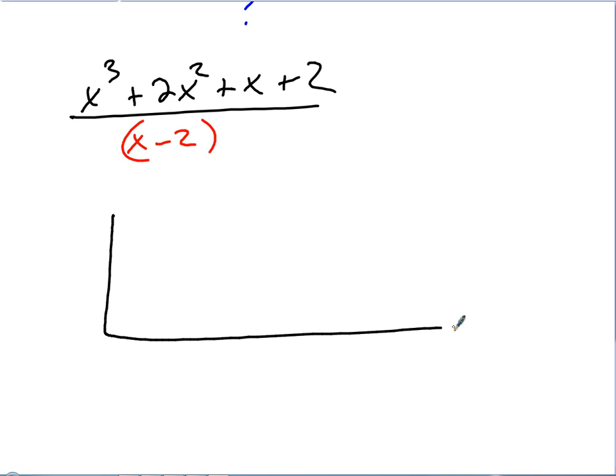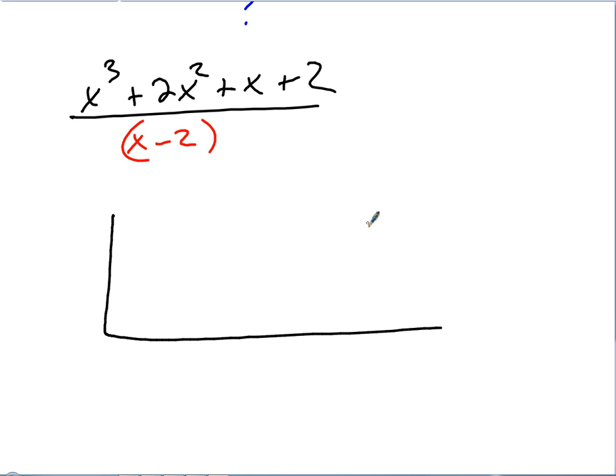Okay, good. I need the coefficients of the numerator. Up here, right? Okay. There you go. 1, 2, 1, 2. I need the coefficients of the numerator, right? The big polynomial. Now, what if I had been missing an x squared? What would I have to do there? Zero. Gotta have a zero. So I have to represent all powers of x, including the constant.